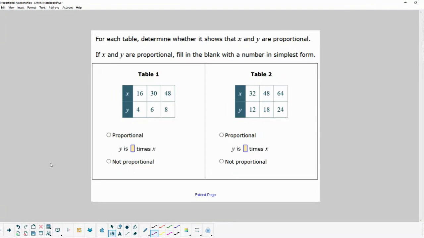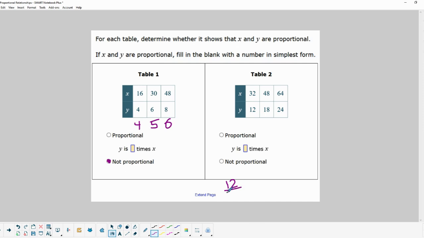Okay, a couple more. Let's see. So we can kind of do it a little quicker. 16 divided by 4 is 4. 30 divided by 6, 5. 48 divided by 8 is 6. So just from those three divisions, y divided by x, we get different numbers. So this is not proportional. Okay. All right, how about this one? We've got 12 over 32.